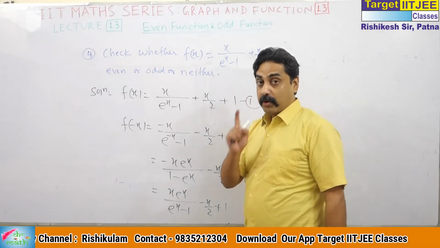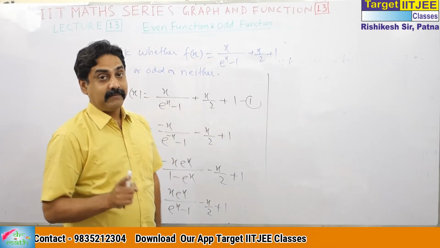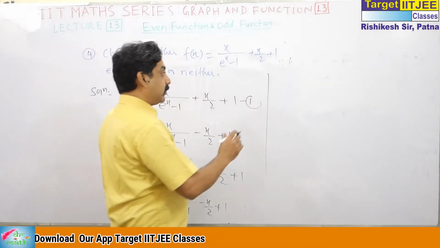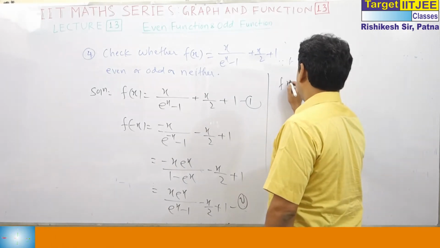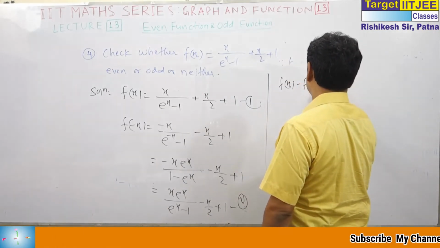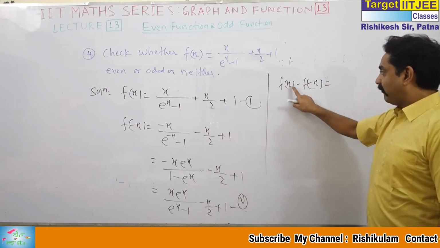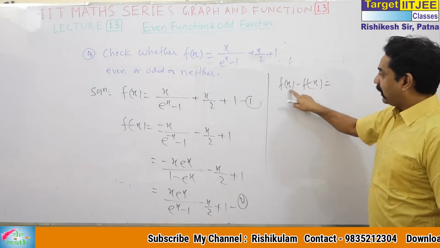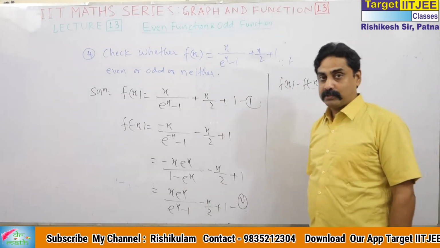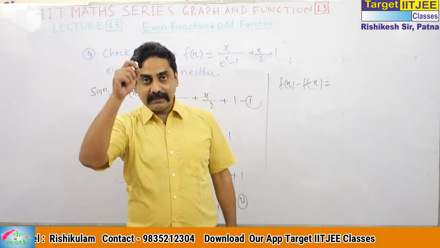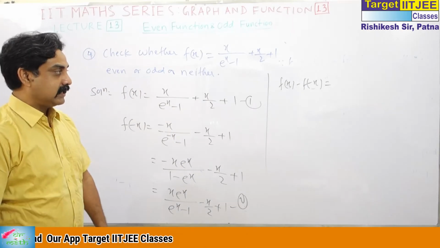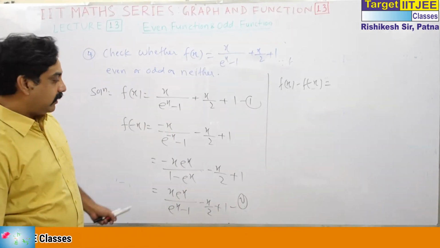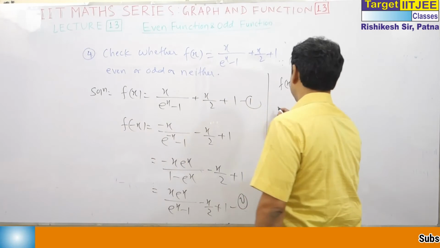But before saying that this is neither even nor odd, you must confirm these two. Go from f(x) minus f(minus x). You have to show f(x) minus f(minus x) and f(x) plus f(minus x) both are not 0. When you justify that step, then it will be said that the function is neither even nor odd. So now let me justify whether it is neither even nor odd.